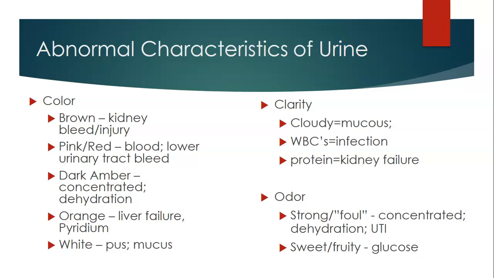As far as odor, if it's strong or foul smelling, it can indicate concentrated urine, dehydration, and potentially a UTI. If urine smells sweet or fruity, it might indicate that there is glucose in that urine as well. So somebody you might see having glucose in their urine might be a diabetic.